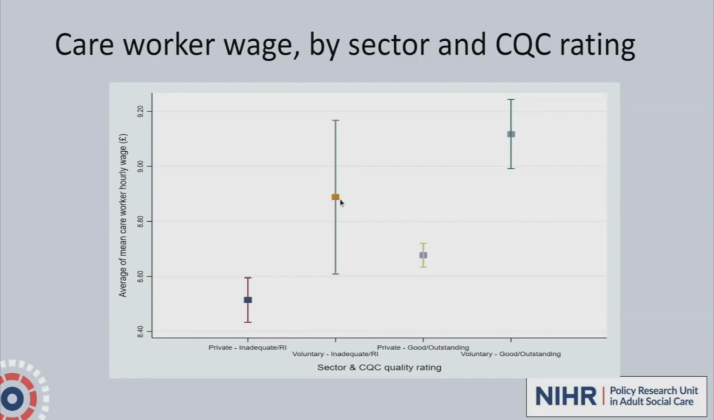The average wages are in the squares, and the level of confidence we have in those estimates is represented by the lines. And so we can see that within quality ratings, the voluntary sector pays a significantly higher average hourly wage to their care workers than private home care providers do.